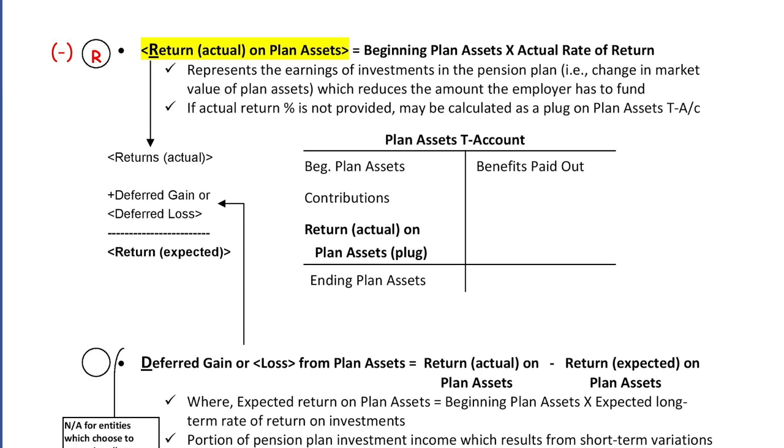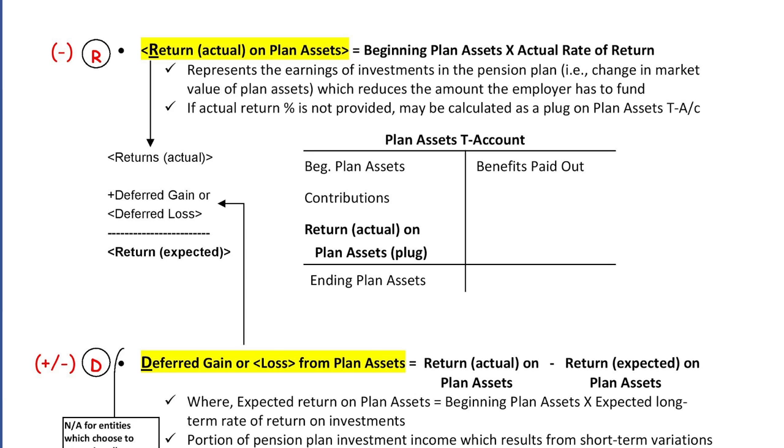Now these returns might not be the same as the expected returns, and that's why we have highlight deferred gain or loss from plan assets. So we defer the difference between the actual returns and the expected returns. Fill in D on the bubble and put a plus or minus. So if it's a deferred gain, it would result in an increase in the net pension expense for the period. If it's a deferred loss, that reduces the net pension expense for the period.